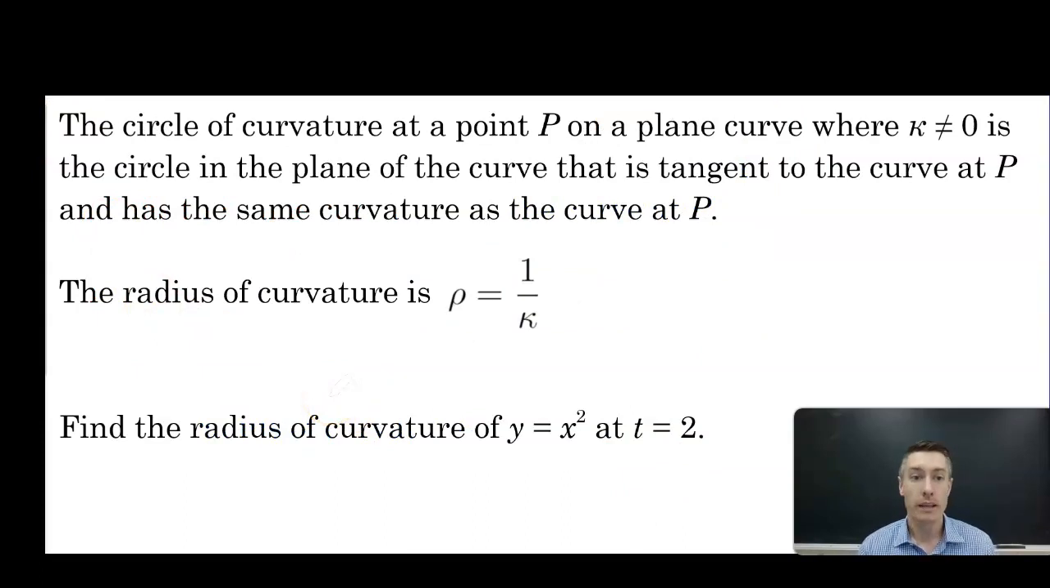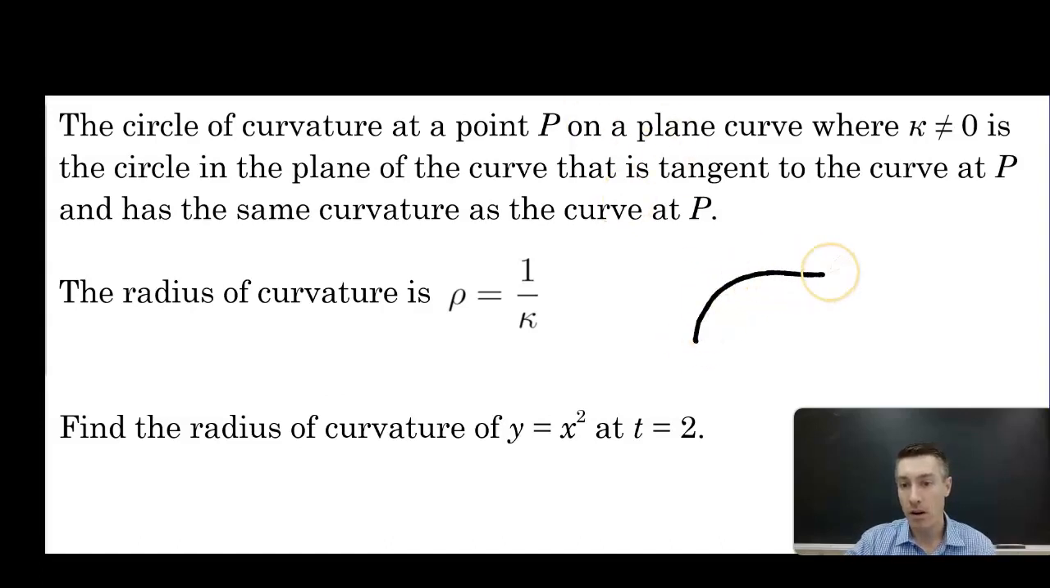Okay, our last piece of this video is talking about the circle of curvature. The circle of curvature at a point P on a plane curve where the curvature is not equal to 0, that's important, is the circle in the plane of the curve that is tangent to the curve at P and has the same curvature as the curve at P. So a diagram would probably make the most sense here.